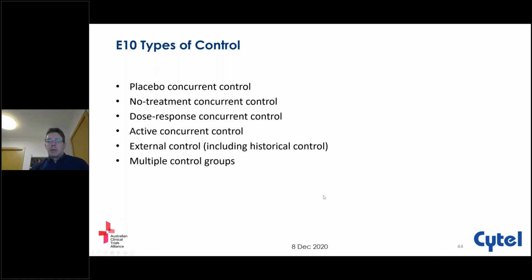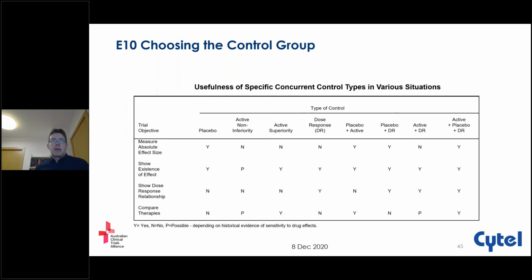Here is the table I was talking about. Let me just see if I can forward my slide. So here's a table that talks about the usefulness of specific concurrent control types in various situations. Across the top, you have the type of control. Down the left, you have the trial objective. And the letters talk about whether, yes, it's going to be useful, no, it's not useful, or P, it's possible. So this talks about how the regulators think about the control group that you're proposing for your trial, which can be useful to know and understand.